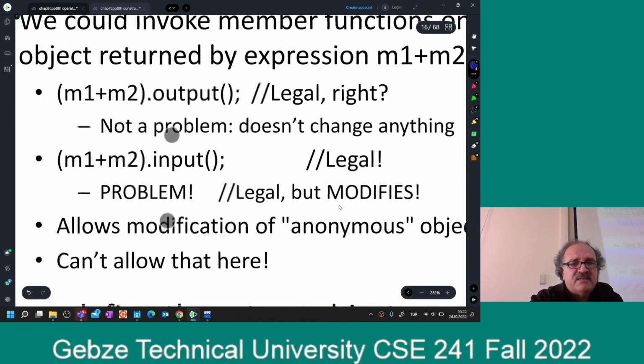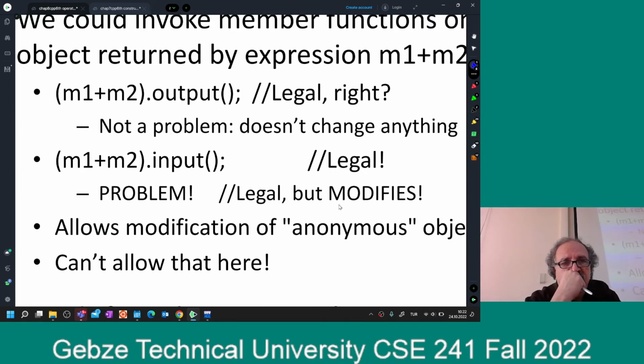But how about this? M1 plus M2 dot input. I mean, this will compile and run, but it is problematic. Why? Because M1 plus M2 returns a temporary object. It will go away. It will be dead. But I am running this input on it. I am getting some numbers from the keyboard and putting this into this temporary object.